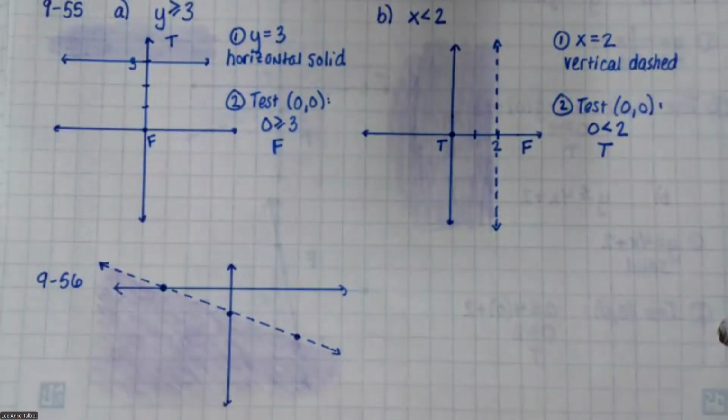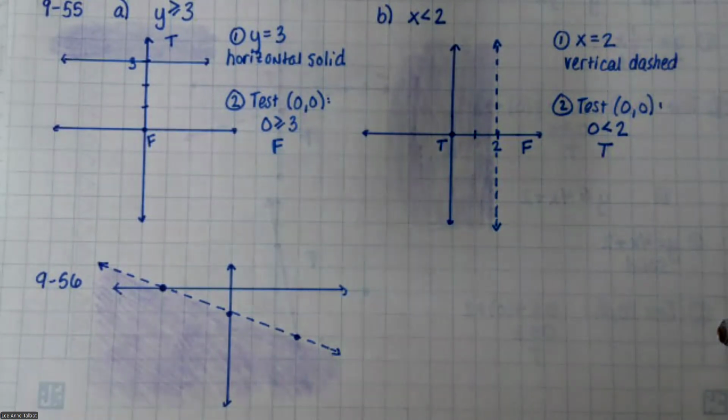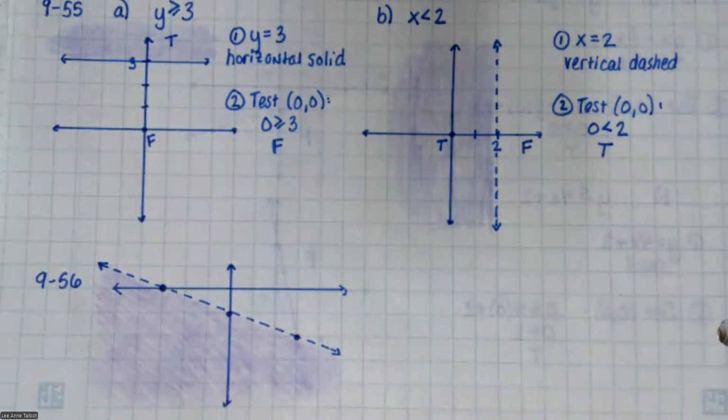Okay, and then draw number 56, and then we're almost done. Then we'll talk about the quiz topics and start you on the quiz review.